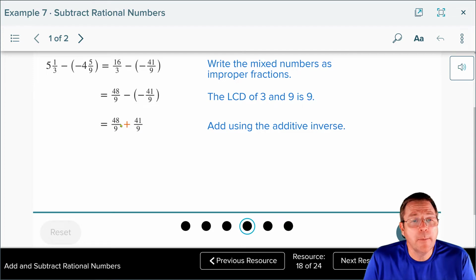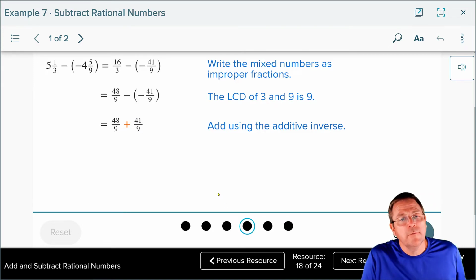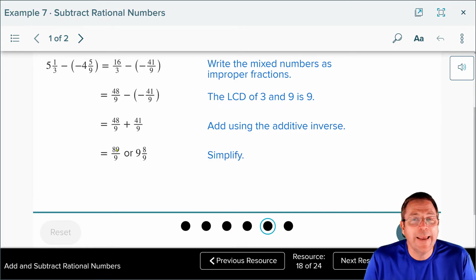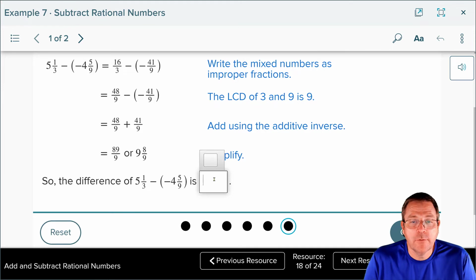Now you got the common denominator, 48 plus 41. Let's see if I can zoom in just a little bit for you. Nope, apparently not. That's going to give me 89 over 9. And that, as a mixed number, is going to become 9 8/9 for our final answer. No reason to type it in there because they gave it to us right here.